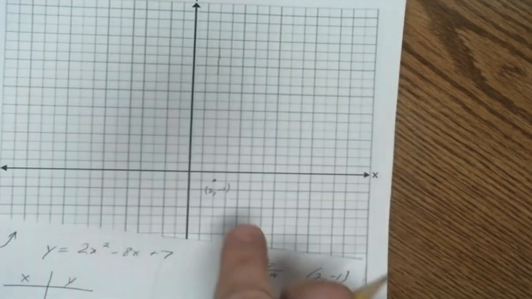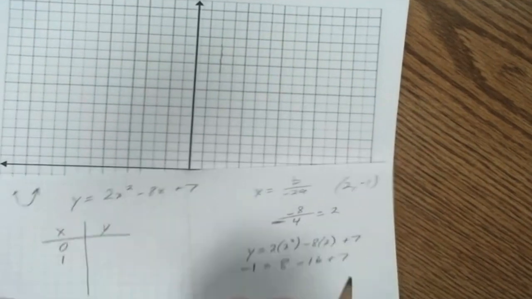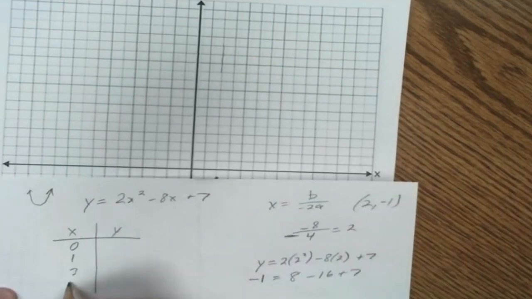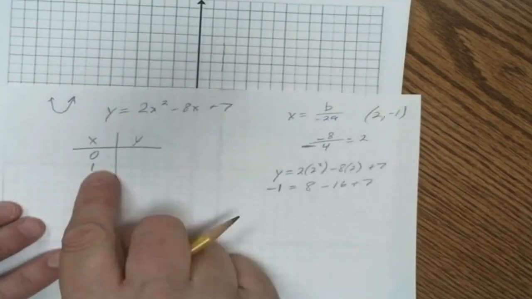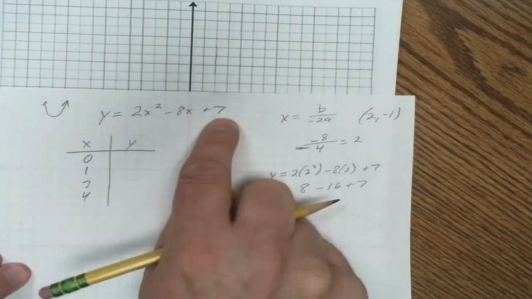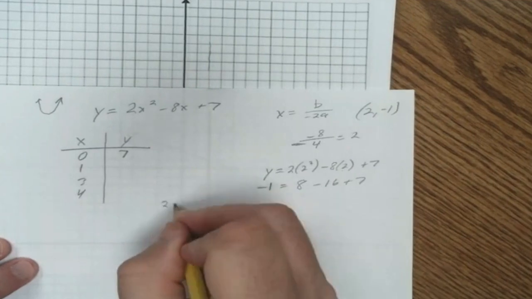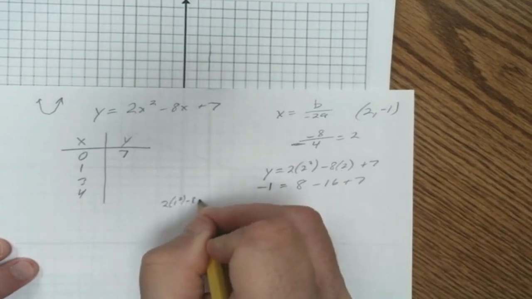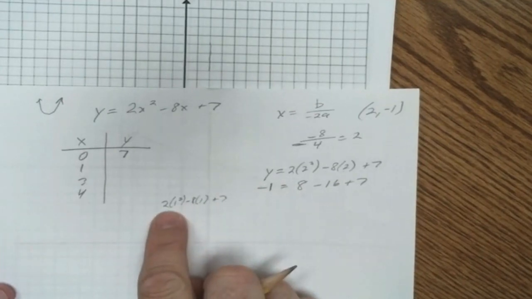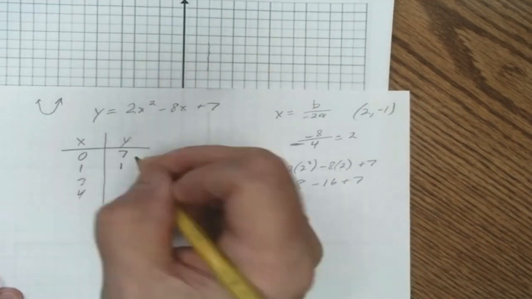But we need to know where the middle was. Since the middle is at 2, let's choose 0 and 1, so we'll be on the 2 points to the left of it, and then we'll choose 3 and 4. Okay, so if x equals 0, this will be a 0, this will be a 0, because it's all being multiplied by 0, so it's going to be 7. If this is 1, 2 times 1 squared minus 8 times 1 plus 7. 1 squared is 1, so that's 2 plus 7 is 9 minus 8, so 1.